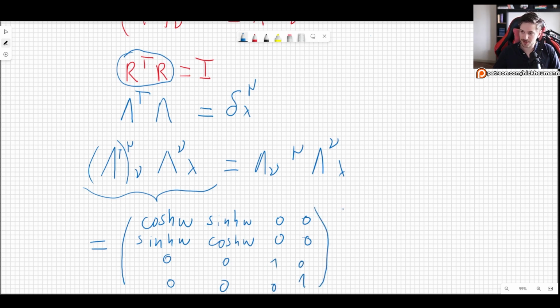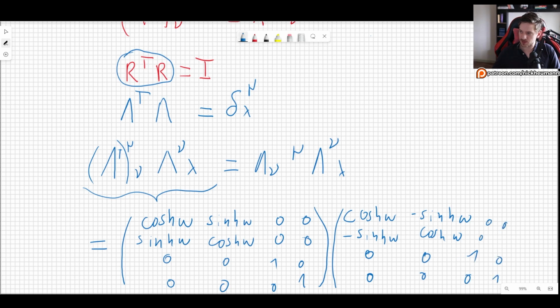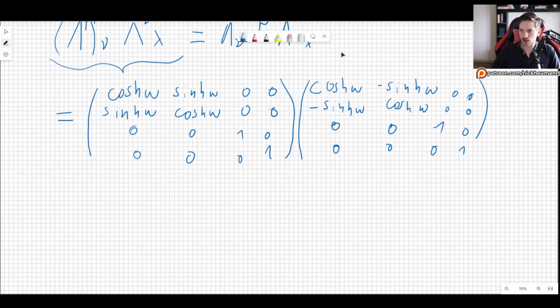And now we multiply this by just our regular Lorentz transformation. So cosh omega, minus sinh omega, minus sinh omega, cosh omega. And then we have 0, 0, 0, 0, 1, 0, and then 1 again, 0, 0, 0, 0, 0. Okay, so from here, we just multiply.